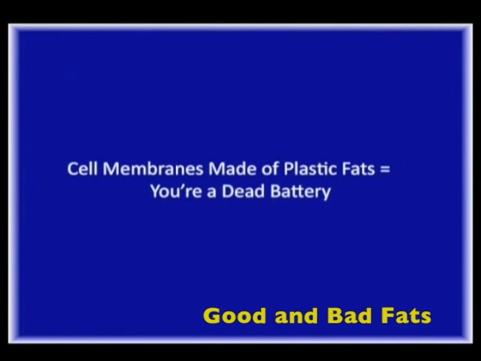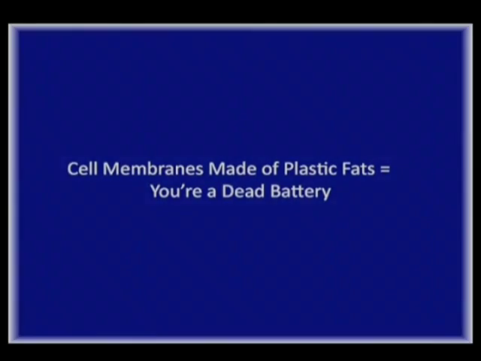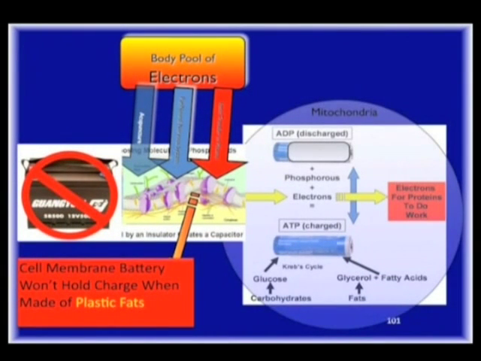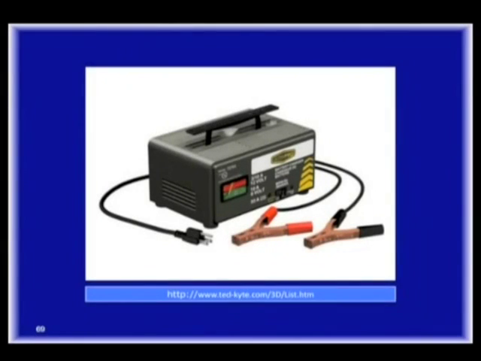When cell membranes are made of plastic fats, then you become a dead battery and won't hold a charge, so no matter how many electrons we put into you, you're still a dead battery and your voltage will stay low. If your car battery is dead and you put a battery charger on it and find that the battery is still dead tomorrow, it means that the plates inside of the battery simply won't hold the electrons.